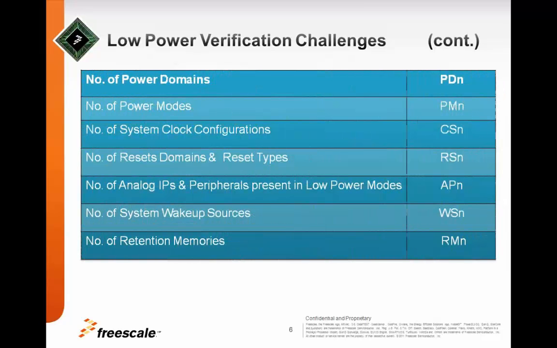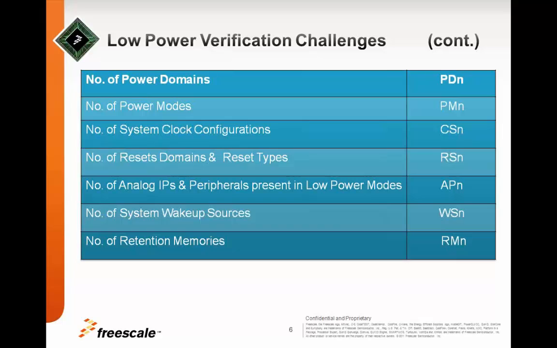So, an idea about the total number of verification scenarios can be easily gauged by an illustration in this table, and the total number of combinations which are possible for verification. As you can see, the number of power domains and the power modes, coupled with the number of system clock sources like IRCs, oscillators, PLL, and valid clock ratios like the clock ratio between the core clock, platform clocks, bus clocks, as well as the flash clocks.